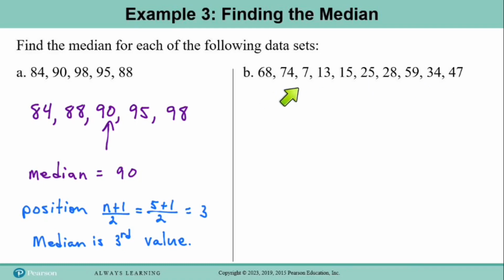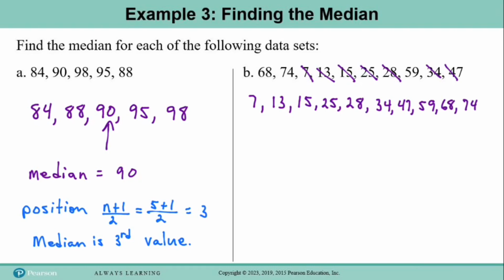So the smallest number in the list is 7, and then we've got our 13 and our 15 next, and after that we have our 25 and 28. Then the next two are 34 and 47. And then the last 3 are 59, 68, and 74. And here are all the numbers in order. And you can see that the 2 middle values are the 28 and the 34.